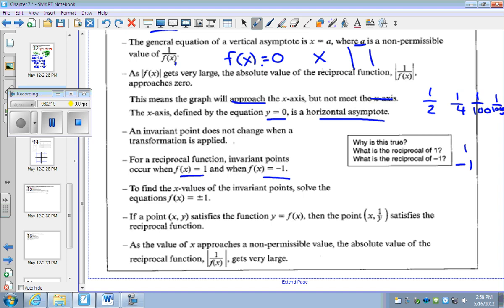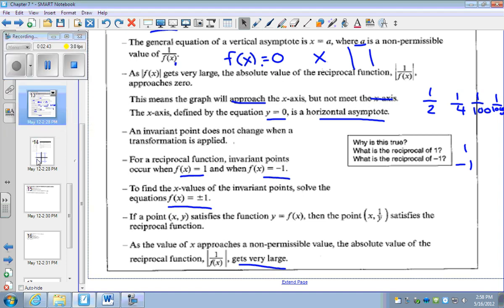To find the x values of the invariant points, we solve the equations f of x equals 1 and f of x equals -1. If a point (x, y) satisfies the function, then the point (x, 1 over y) satisfies the reciprocal function. As the value of x approaches a non-permissible value, the absolute value of the reciprocal function gets very large.